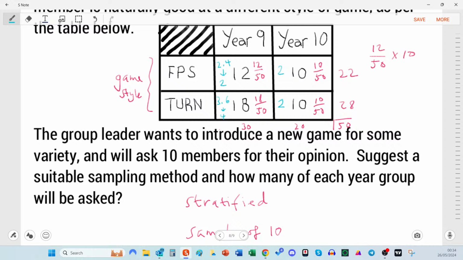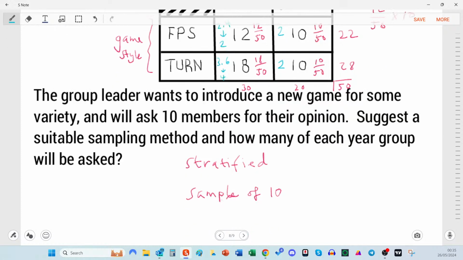If we were doing it individually, this is how we would tell how many of each demographic we would be picking. So you can see that 18, that's the most, the turn-based year 9s. So therefore we should have more people in our sample from there because they represent more of the population. Whatever this is for, this new game, we're hoping to satisfy more people. So 4 come from that section out of the 10.